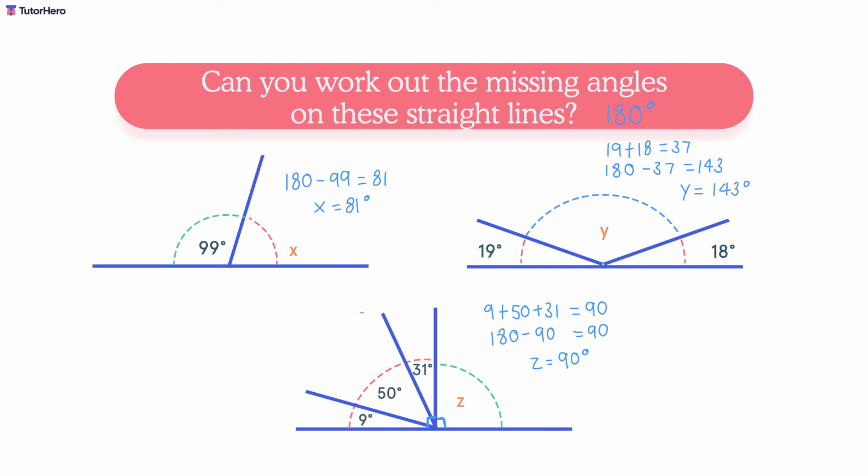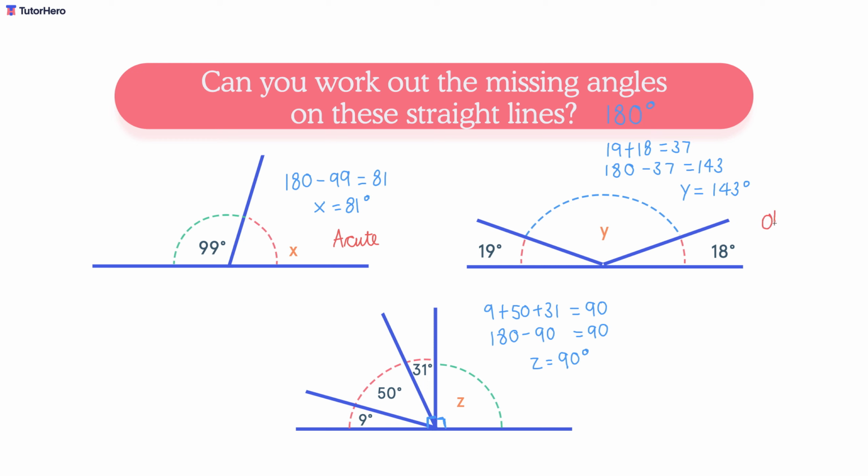Now, can you work out whether angles X, Y, and Z are acute, obtuse, or right angles? Pause the video and take a moment to think. Let's start with angle X. Angle X is an acute angle. Acute angles are smaller than 90 degrees and 81 is less than 90 degrees.